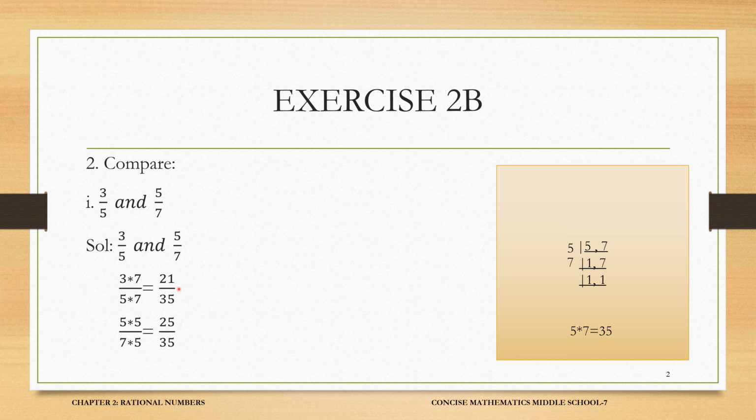Now you can compare this 21 by 35 and 25 by 35 very easily. Is 21 greater or 25 greater? We all know that 25 is greater and 21 is lesser. So 21 by 35 is less than 25 by 35. So from this comparison, we all know that 3 by 5 is less when compared to 5 by 7. Is it clear, children? Whenever the denominators are different, the first step is to make them equal.